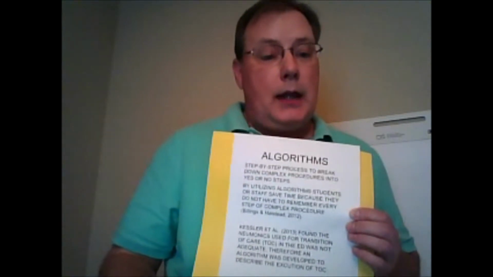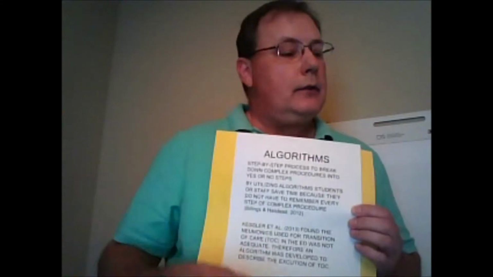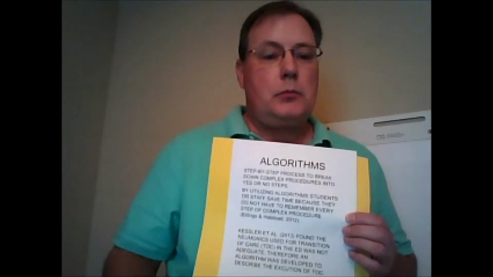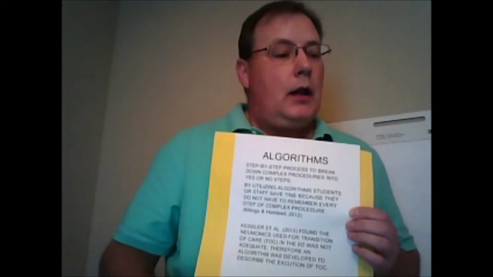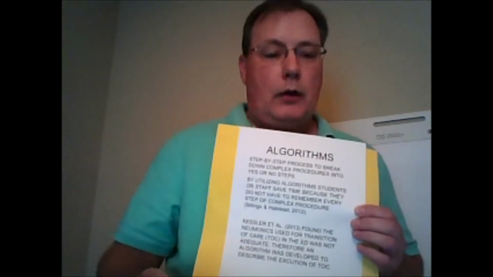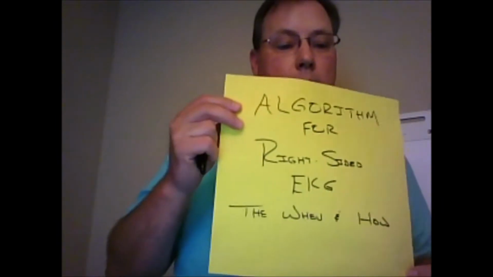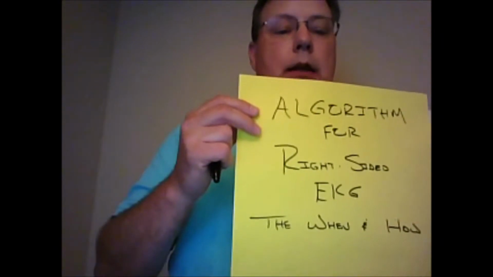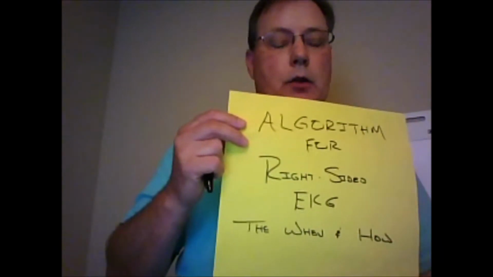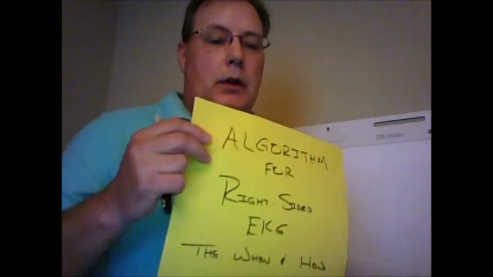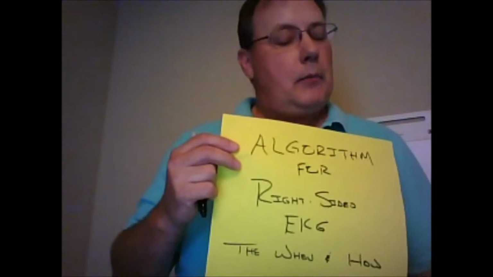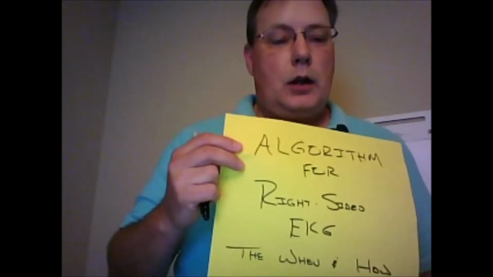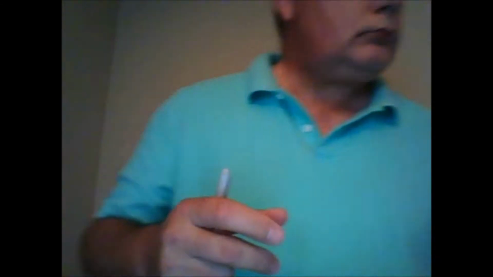So what we're going to talk about today are right-sided EKGs. That's not something that we do very often in the emergency room, but it's very, very important. And so we're going to talk about algorithms for right-sided EKGs. Really, what we want to talk about is the when and how to do a right-sided EKG. First we're going to talk about the when, and we're going to develop an algorithm here, a step-by-step process, and then we'll quickly talk about the how.